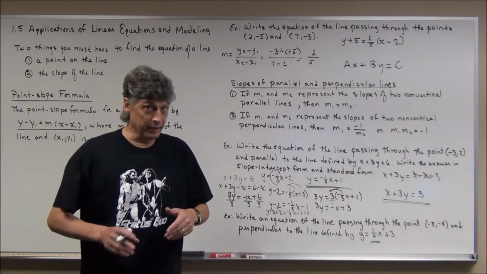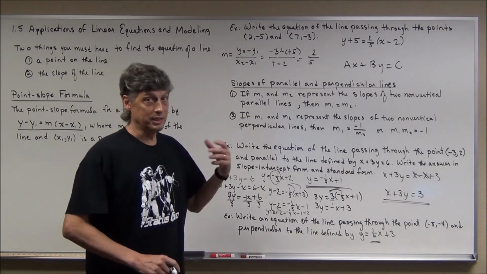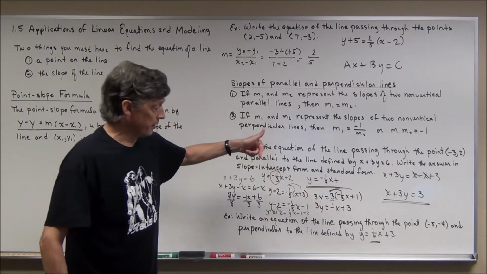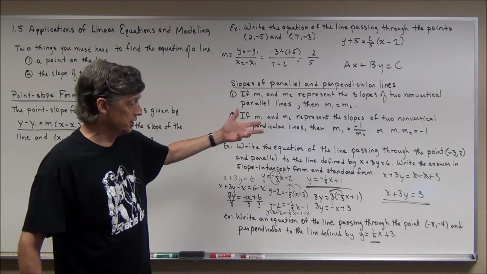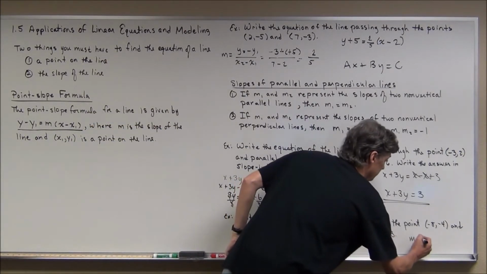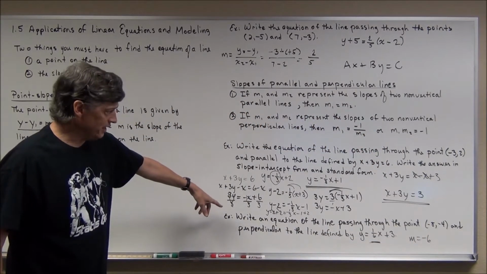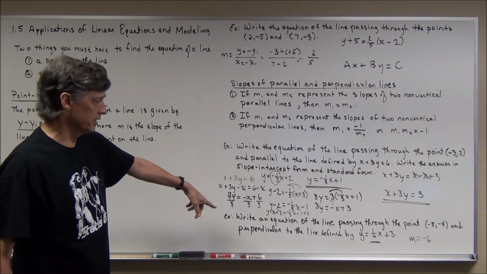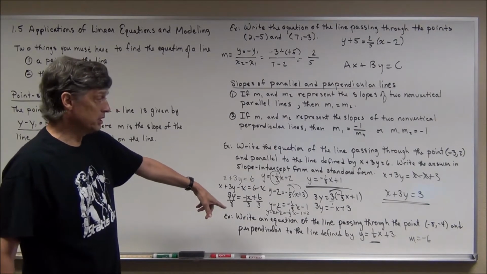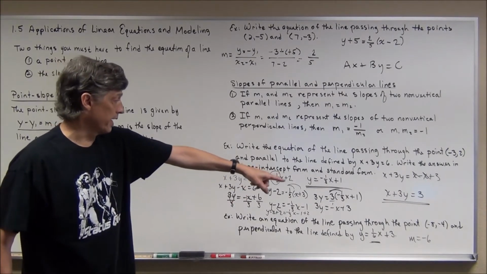Now, if it's perpendicular, it is the opposite reciprocal, so you flip it and you change the sign. So if I take 1/6, flip it, I get 6 over 1, or 6, change the sign, I get negative 6. So the slope that I'm looking for in this problem is negative 6. Now, it doesn't say how to write the equation of the line. It doesn't say to put it into slope-intercept form or anything like that. So I'll probably just leave it in point-slope form, because I have those two things.